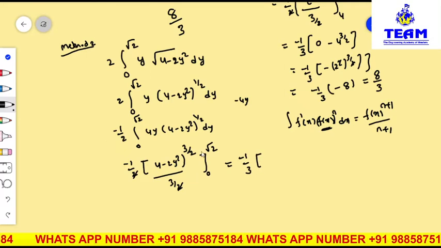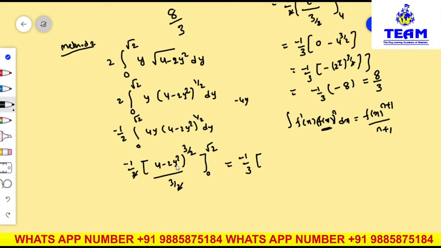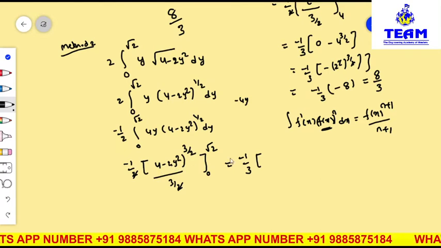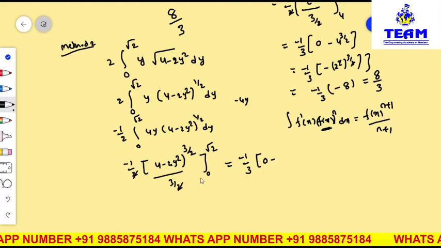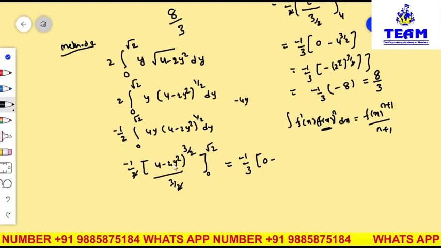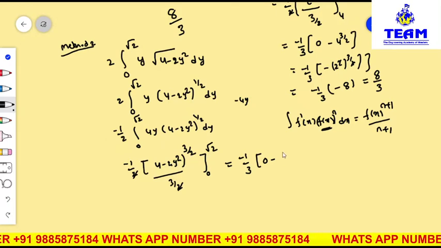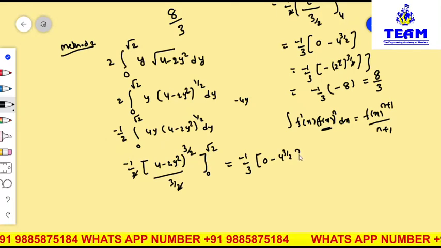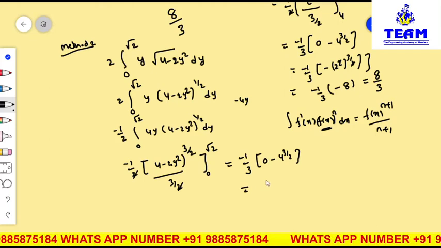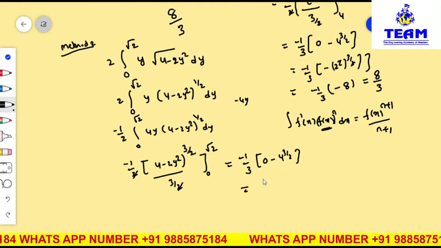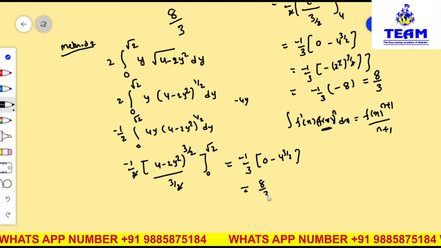If I substituted upper limit, this is root 2 whole square is nothing but what? 2. 2 2s are 4. 4 minus 4 is 0. So upper limit is 0. If I substituted lower limit, 2 times of 0 is 0. 4 minus 0 means 4. 4 to the power of 3 by 2. So you see this one and earlier one same only. Minus of minus plus. This is 2 cube you can write 8. 8 by 3 is the answer.